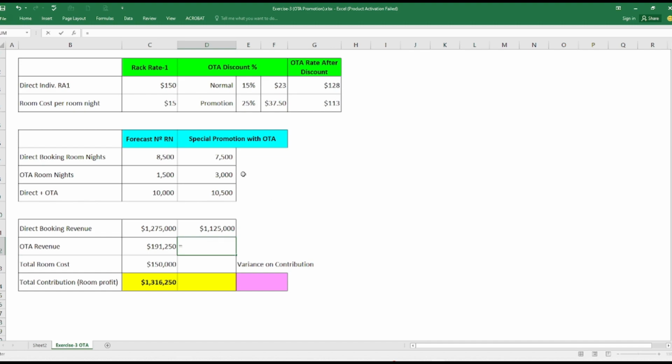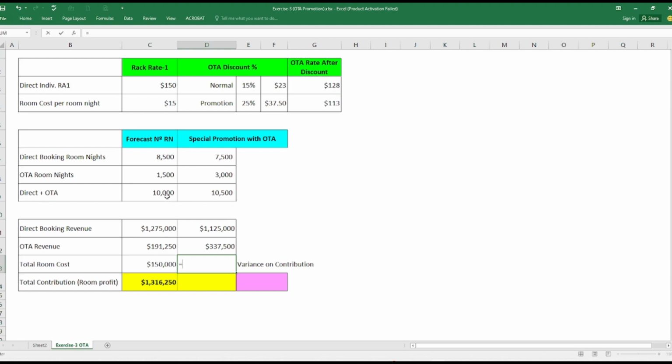So OTA revenue: we got 3,000 multiplied by the special rate of 25% discount, so it's 113. So the OTA revenue becomes 337,500 instead of 191,250. So let's see the room cost.